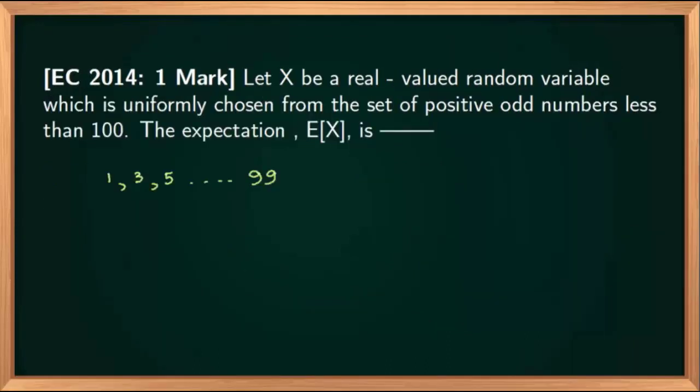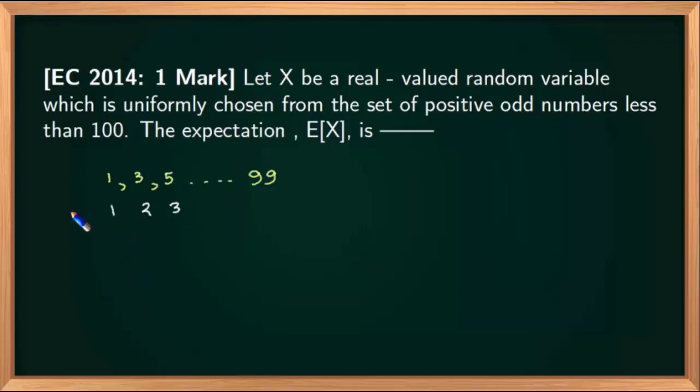Let x be a real valued random variable which is uniformly chosen from a set of positive odd numbers less than 100. The expected value, the expectation E of x, is? So the numbers will be 1, 3, 5, right? We are selecting odd numbers, and in total we have 50 such numbers, because this is the first number, this is the second number, this is the third number.